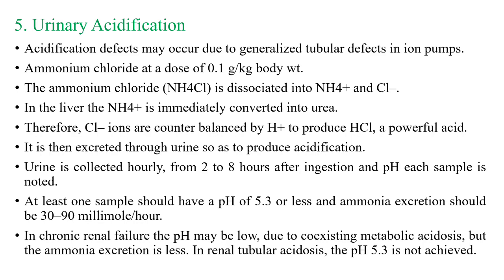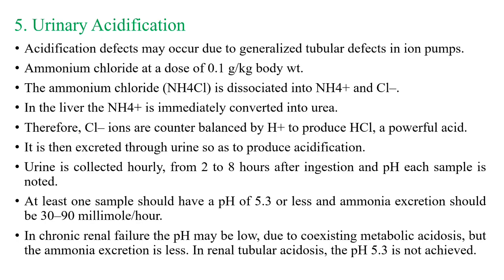So this is the principle based on acidification. Urine is collected hourly from 2 to 8 hours after ingestion of ammonium chloride, and the pH of each sample is noted. In that, at least one sample should have a pH of 5.3 or less, and ammonia excretion should be 30 to 90 millimoles per hour.